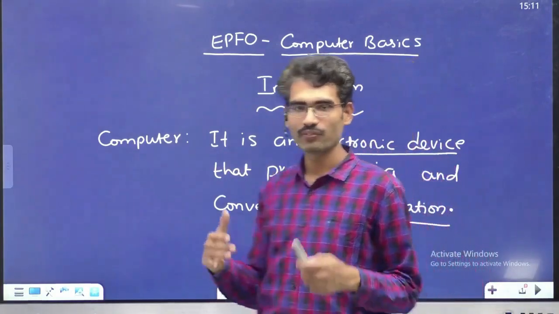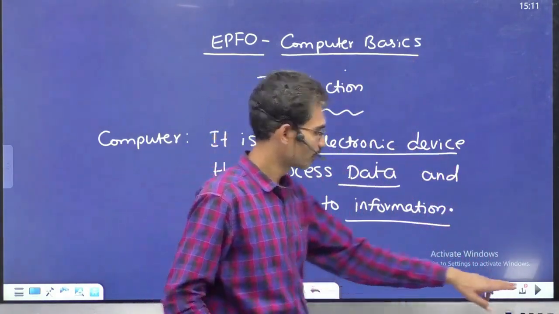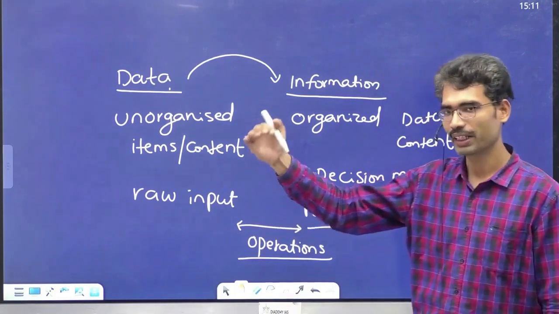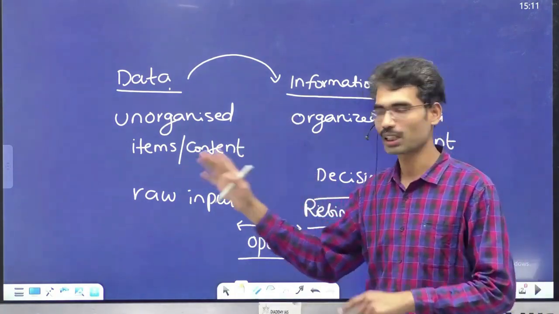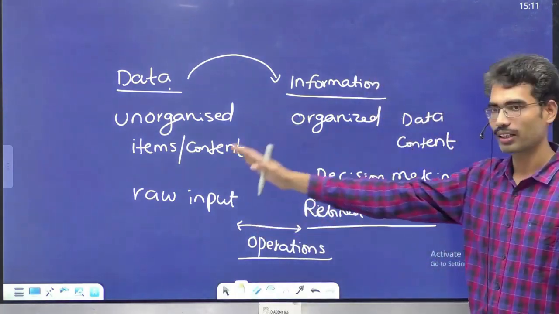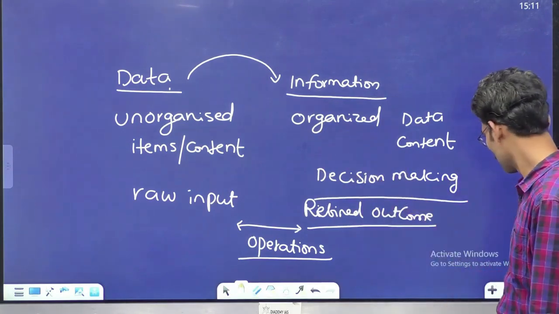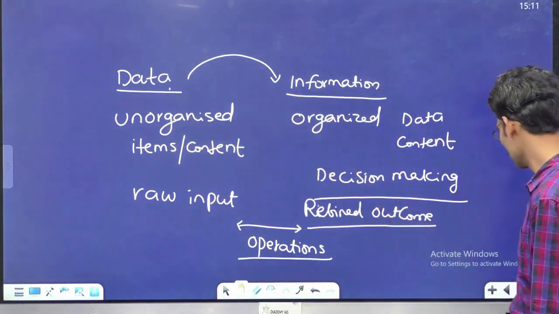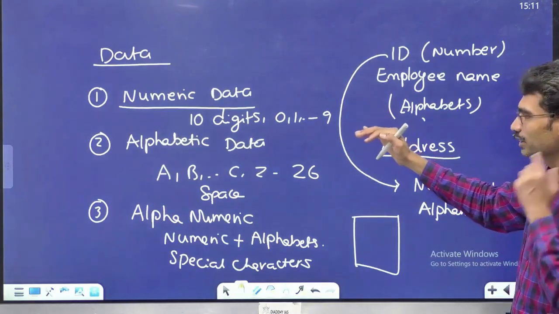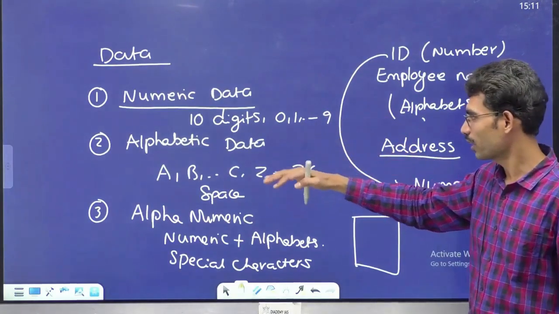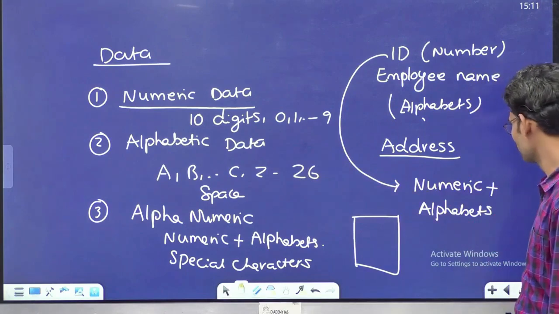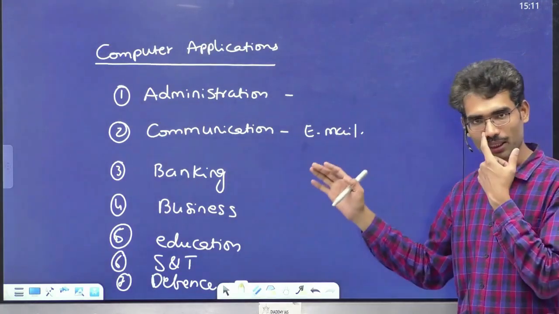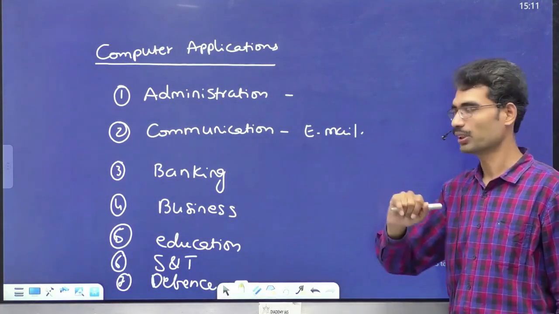What is the definition of the computer? It is the basic difference between data and information. Questions can be asked: organized on that side, unorganized on this side. This unorganized data can be numeric, alphabetic, or alphanumeric. It becomes organized when we give it to the computer.